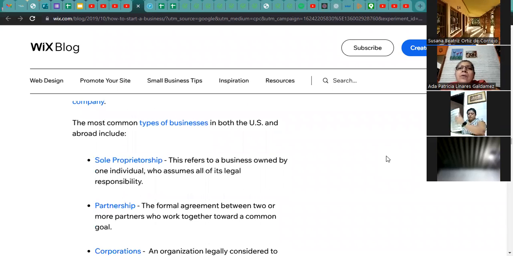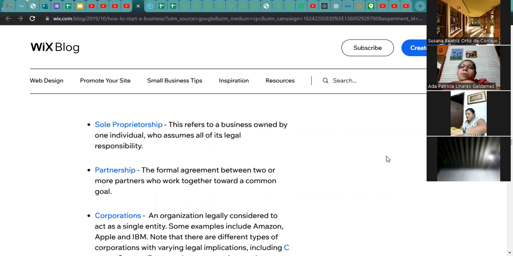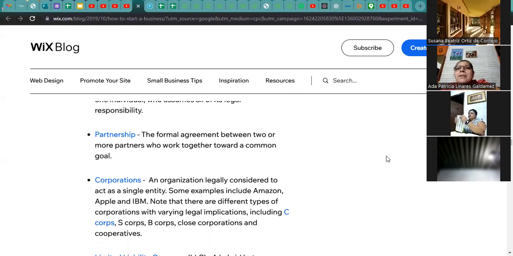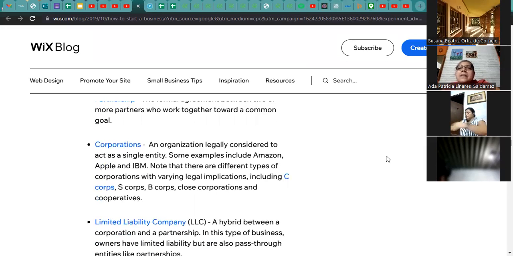The most common types of business in both the U.S. and abroad include sole proprietorship. This refers to a business owned by one individual who assumes all of its legal responsibility. Partnership, a formal agreement between two or more partners who work together toward a common goal. Corporation, an organization legally considered to act as a single entity. Some examples include Amazon, Apple, and IBM.